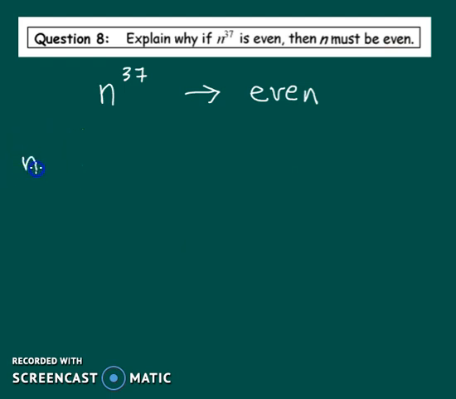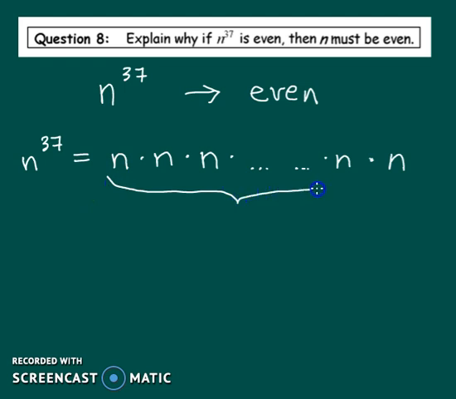So what is n to the power of 37? n to the power of 37 means that n is multiplied by itself 37 times. So a whole bunch of times in between here, times n times n. So altogether, how many n's do I have? How many n's are there in total? Well, n to the power of 37 means that n is being multiplied by itself 37 times.